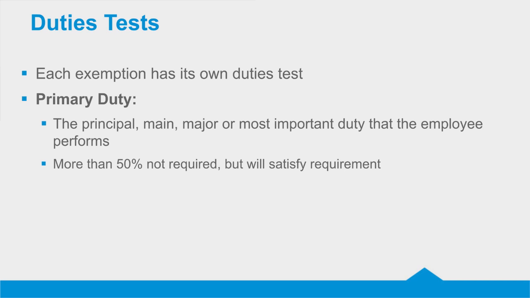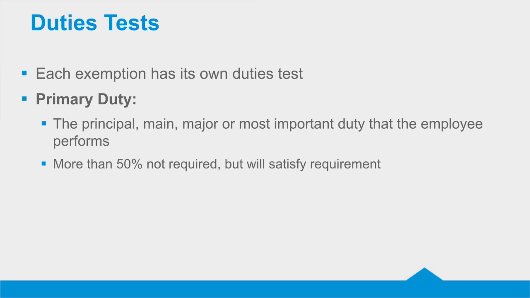Now, we talked about the last part of meeting an exemption test, which would be meeting the duties test. We could spend the rest of this presentation just talking about those individual duties tests for each exemption, but just know that to meet each exemption, you're going to have to show that the duties of each employee meet the requirements for those exemptions. And those vary or change depending on which exemption we're looking at.